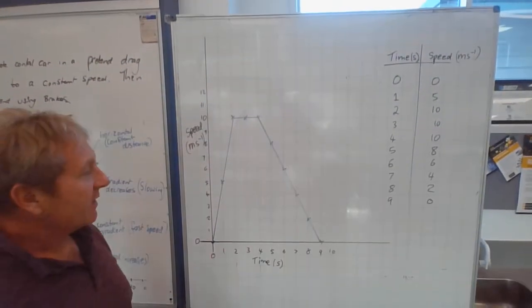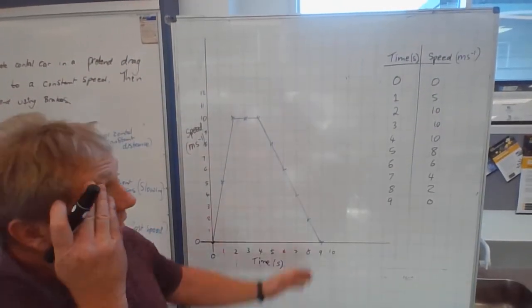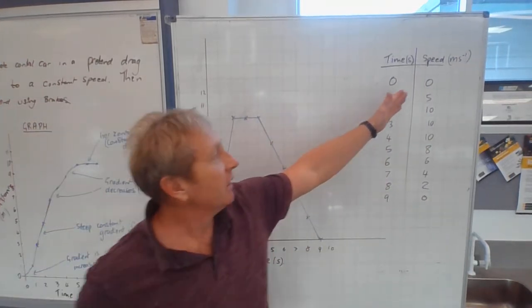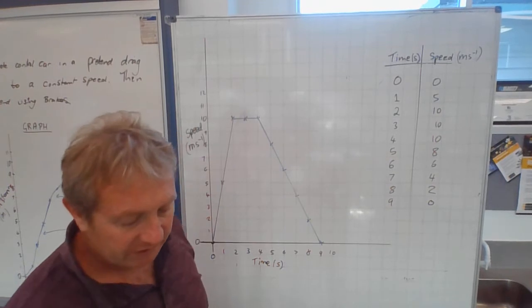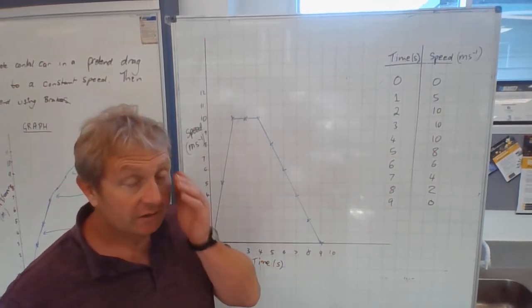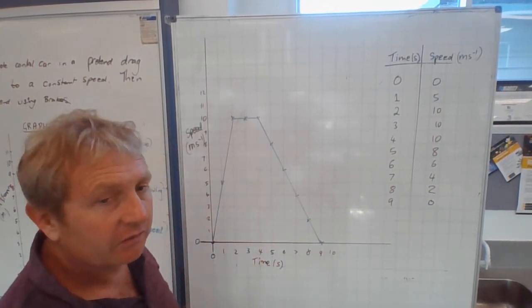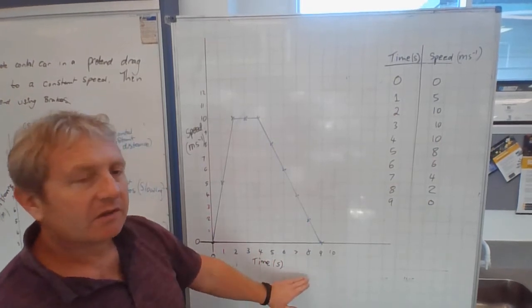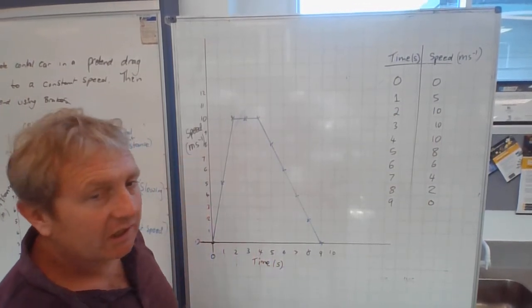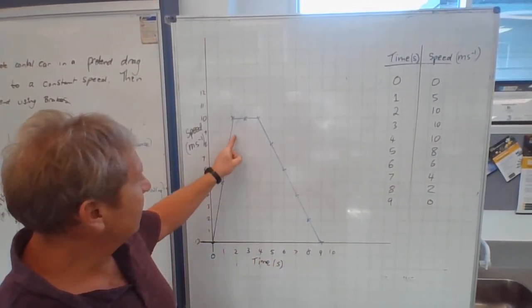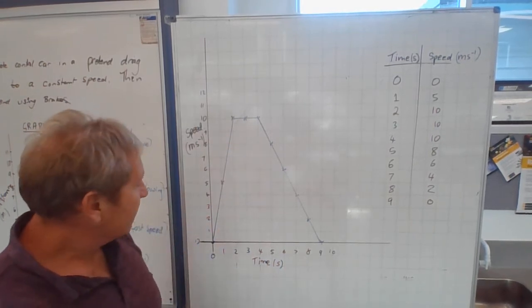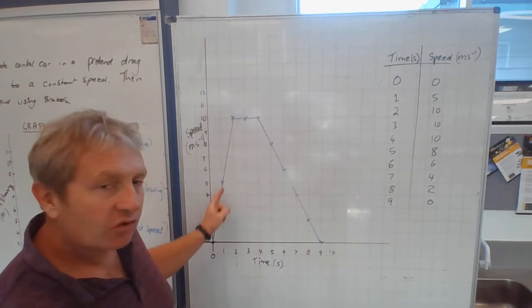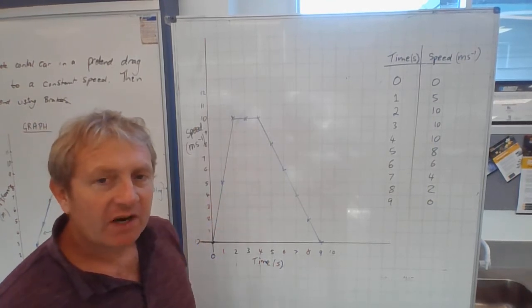So this is the same idea. I've got time here and the speed here. In Year 11, don't really differentiate too much between speed and velocity. In Year 12, we do. Time is plotted along the bottom, speed is up the side. This first section here is a steep upward line. That means that speed is increasing at a big rate.